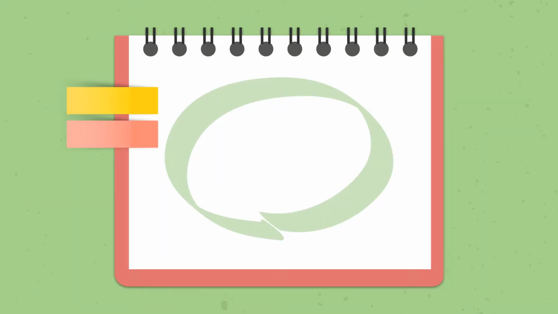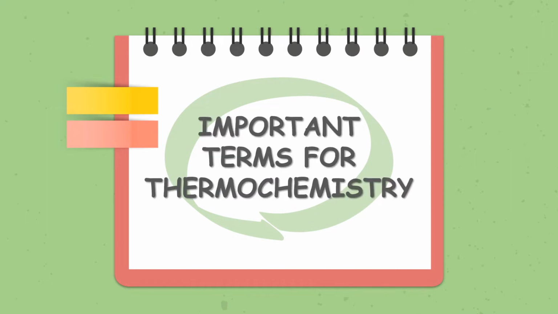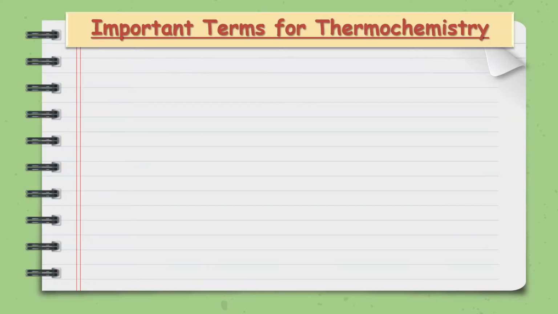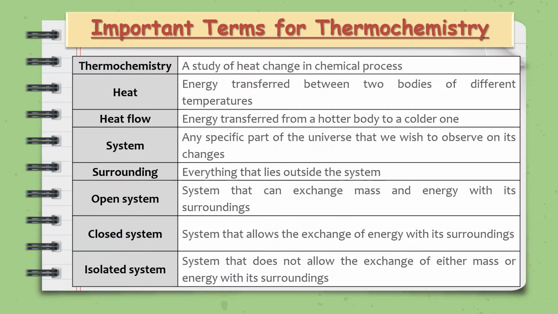When going into chapter 2, thermochemistry, we need to know the important terms inside thermochemistry. Okay. So what are the important terms for thermochemistry? So the first one that we're going to look at is the definition of thermochemistry itself. So basically it's a study of heat change in chemical process. From the word itself, thermo here means heat, and chemistry is what we are studying right now. So we are studying about the heat change in a reaction.